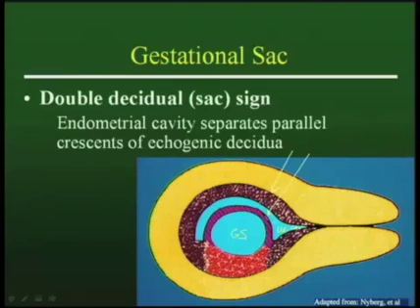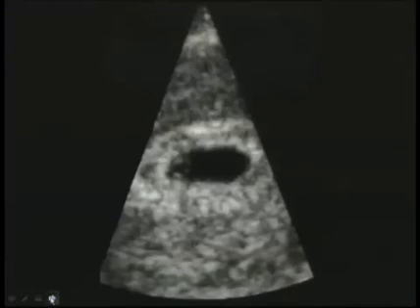And it is this crescent that you're trying to identify, because that's what gives rise to these two echogenic arcs, or this double decidua sign. Here's an example of it. This is an early intrauterine pregnancy. You can see one decidual line here, that's decidua capsularis, and another decidual line here, that's decidua parietalis, and the separating hypoechoic arc or crescent is the uterine cavity itself. So that's the double decidual sac sign, and this, of course, is the gestational sac right there.